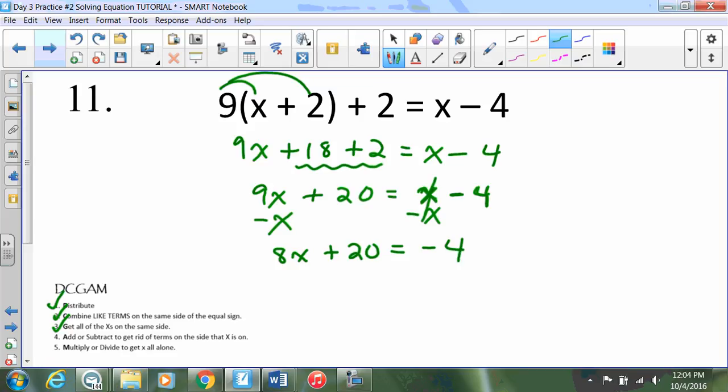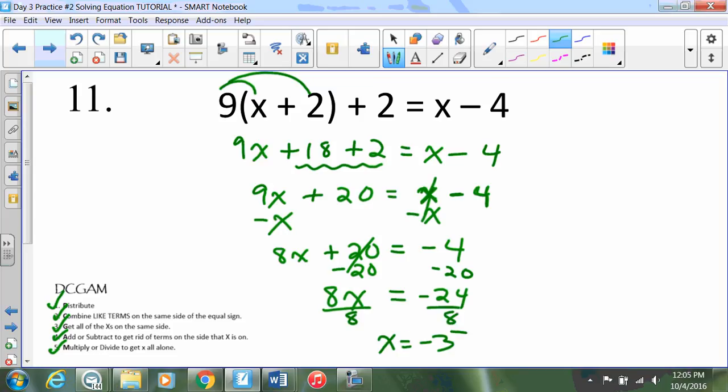And I move on to add or subtract to get rid of terms on the side that x is on. I'm looking at the left side, so I can get x by itself. I'm going to get rid of the 20 by doing the opposite. I'm subtracting. Whatever I do to one side, I better do to the other. Negative 4 minus 20 is negative 24, which brings us to the last step, and that is to get rid of the 8. I'm dividing both sides by 8, and I get x equals negative 3. I like it when we can use all the steps. This was very, very satisfying.